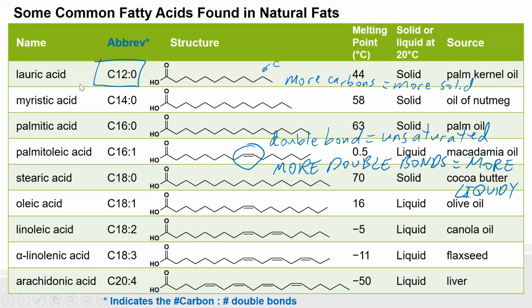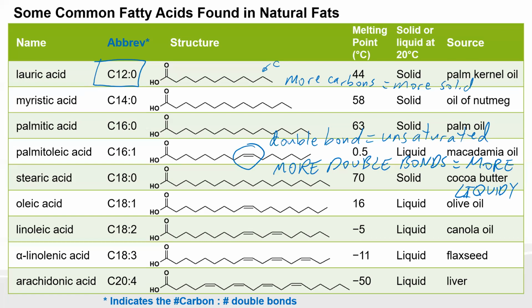But so you can see that if you look on this here, pretty much in every single compound where the double bond is present, it is liquid at room temperature, and every single fatty acid here that does not have a double bond is solid at room temperature. So we're already distinguishing between fats and oils.